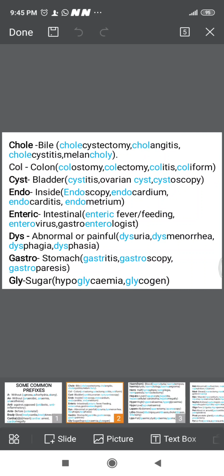Another prefix we have here is cyst. Whenever you see cyst, it means bladder. Example, cystitis, which is inflammation of the bladder.